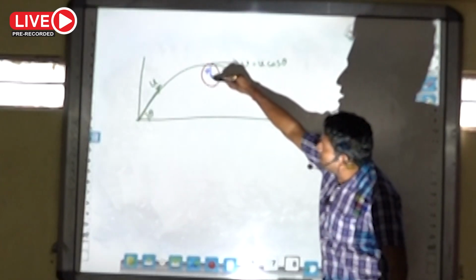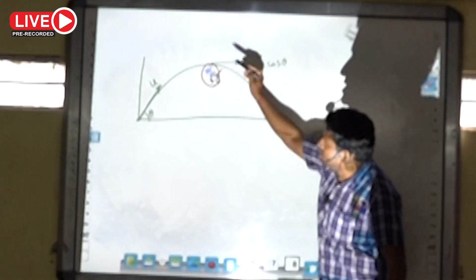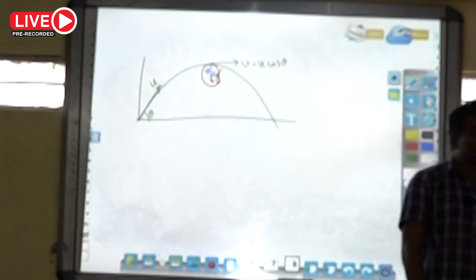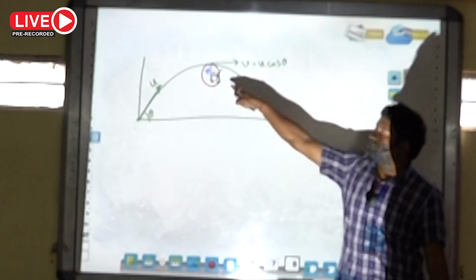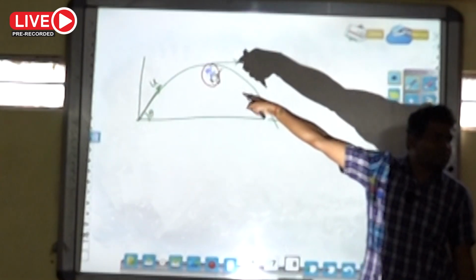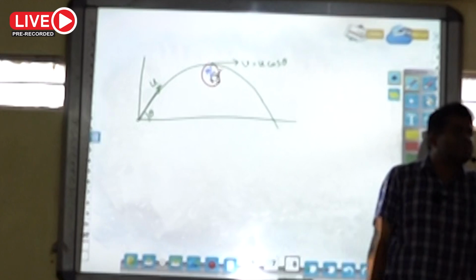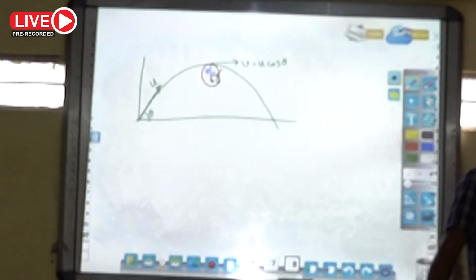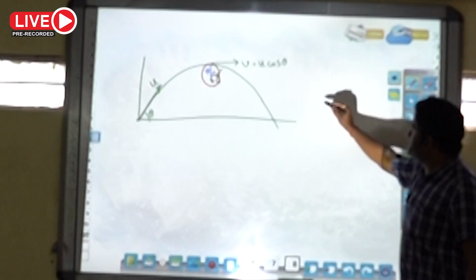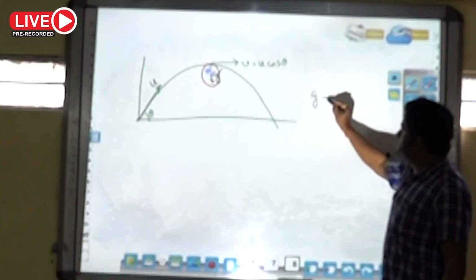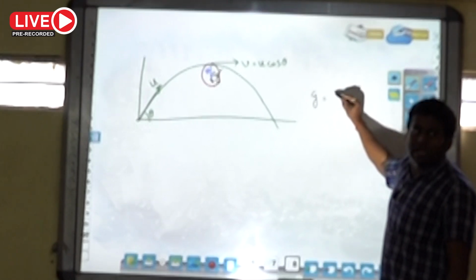It is directed downward and it is g, acceleration due to gravity. This velocity is perpendicular to the acceleration due to gravity at that point, because acceleration due to gravity is towards the center of that circle. So it is behaving as centripetal acceleration. So what is the magnitude of centripetal acceleration? We know g, then it is equal to v square by r.